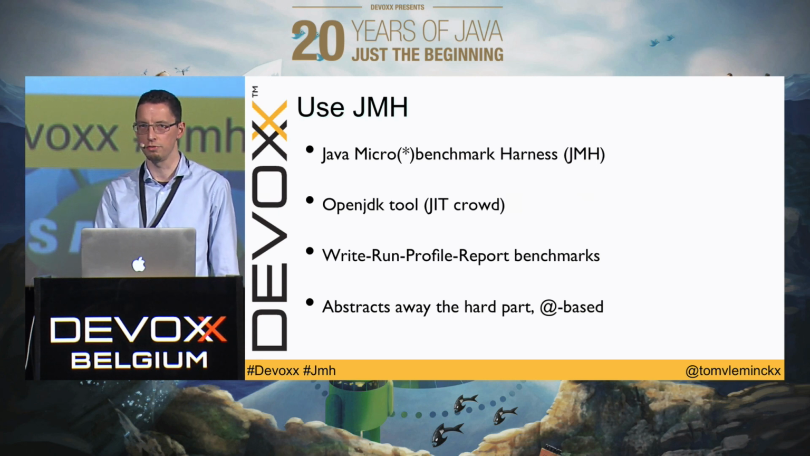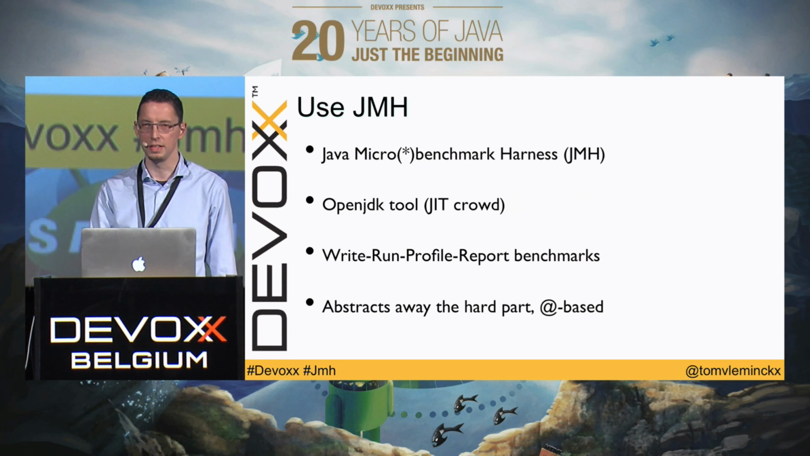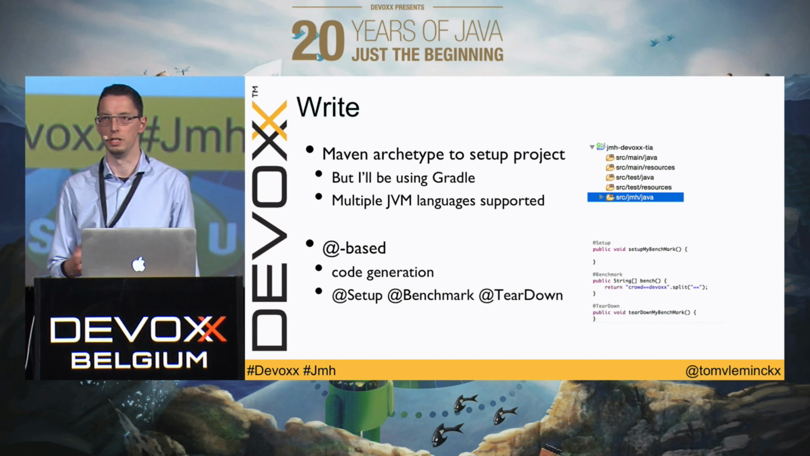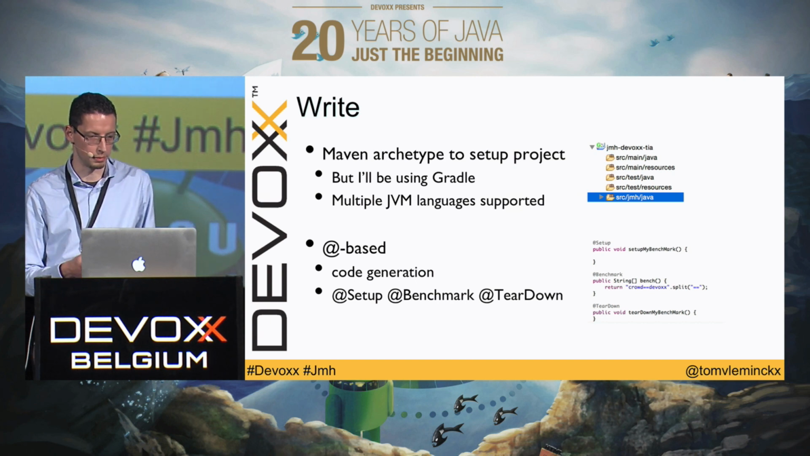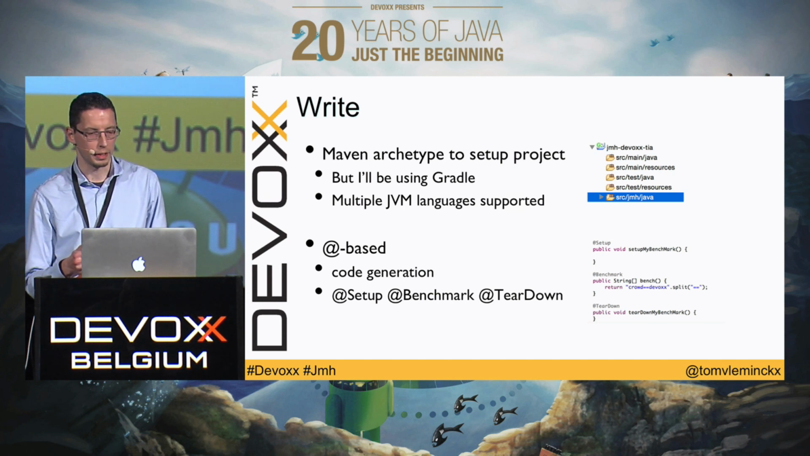All the hard stuff that we talked about, all these optimizations that the JIT compiler does, all this funky stuff that the CPU can do, these things are abstracted away, and you end up with an API that is very similar to JUnit. So it's annotation-based.